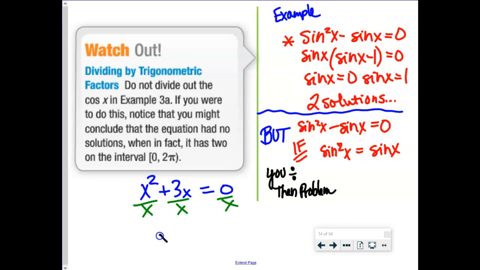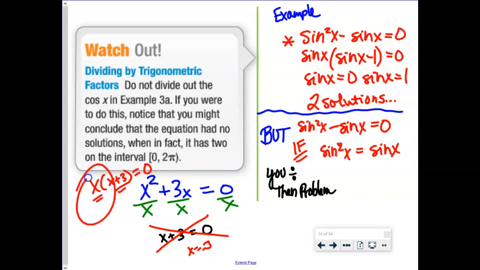What happened? You got rid of an entire solution. You lost half of your solution just by doing that one illegal move. Whoops. Because you lost a solution. What are the solutions to that problem, Daniel? You're supposed to factor out the x, right? Your solutions are 0 and -3. You're only going to find -3.